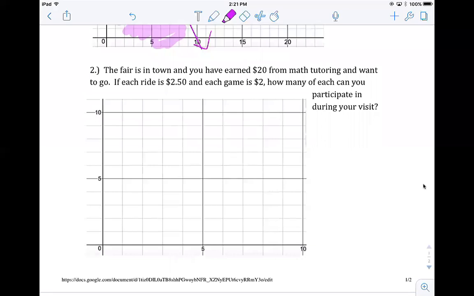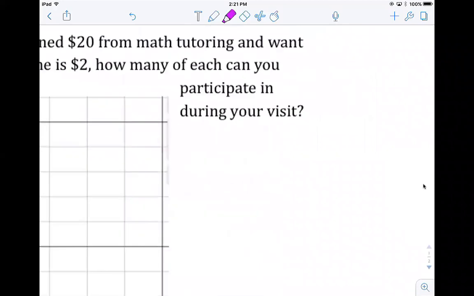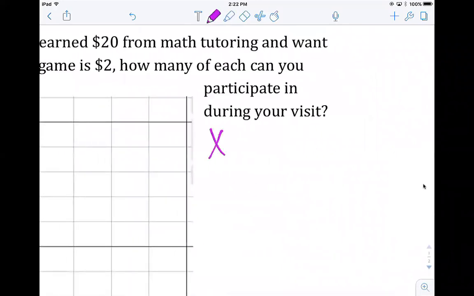Okay, looking at number 2. The fair is in town and you have earned $20 for math tutoring and want to go. Each ride is $2.50. Each game is $2. How many of each can you participate in during your visit? So we have rides and games. So I'm going to start by saying, let's make X be rides, and Y is going to be games.